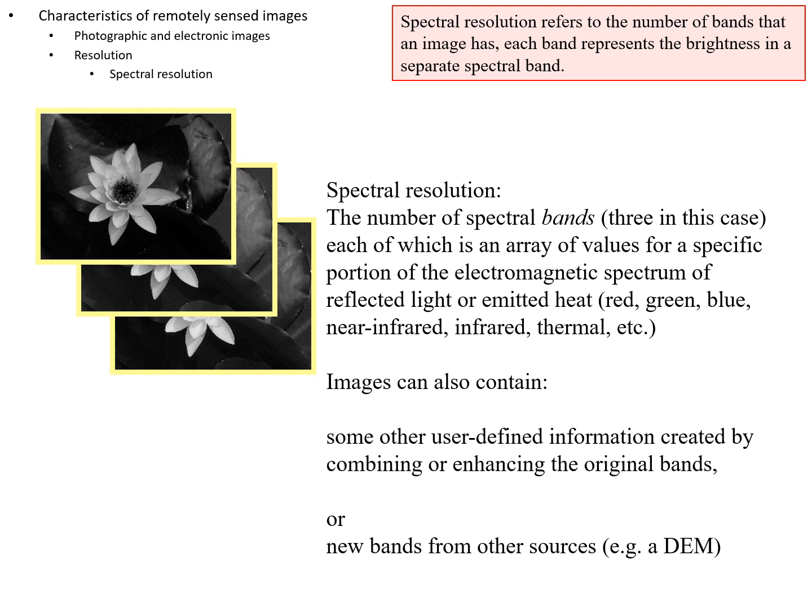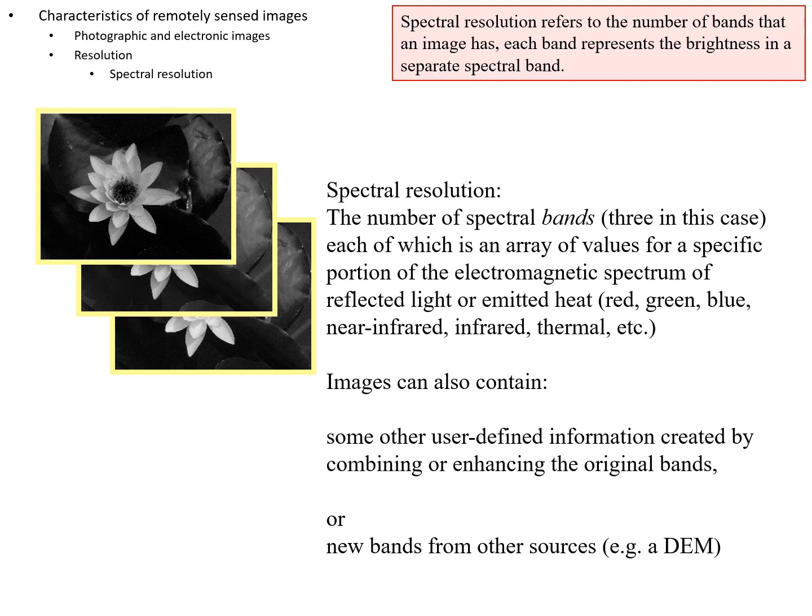Returning to characteristics of remotely sensed images, we have talked about spatial resolution, and we have talked about radiometric resolution. We're now going to talk about spectral and temporal resolution. So spectral resolution is the number of spectral bands. In this case, I'm showing 3, each of which is an array of values for a specific portion of the electromagnetic spectrum of either reflected light or emitted heat that's been recorded.